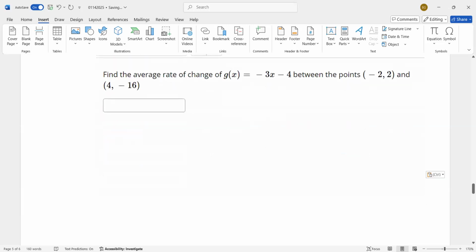Number 3. Find the average rate of change of function g. Different function, right? Function g here is linear, g(x) = -3x - 4, between the points -2, 2 and 4, -16. So this problem is asking about the average rate of change by giving you a different type of information.